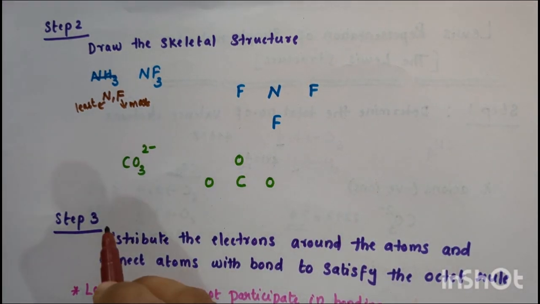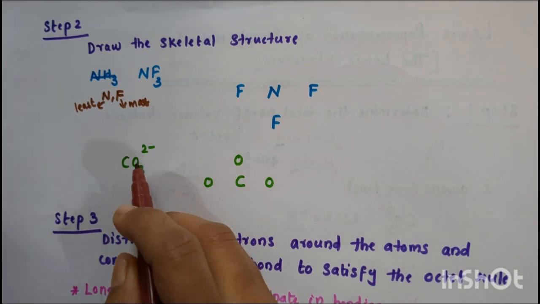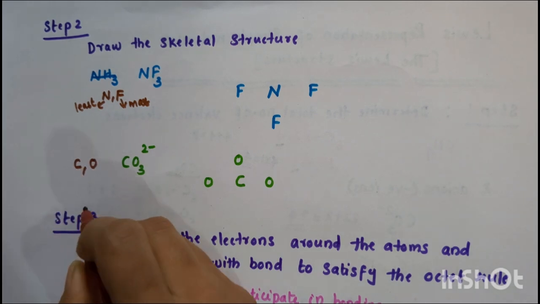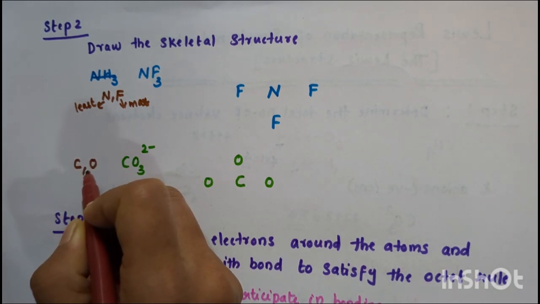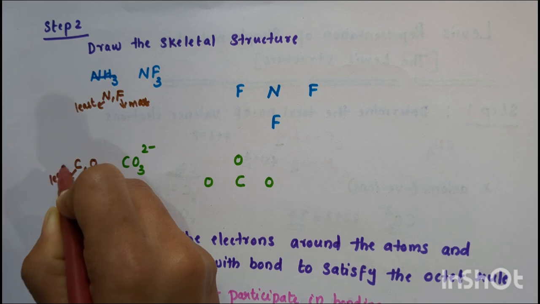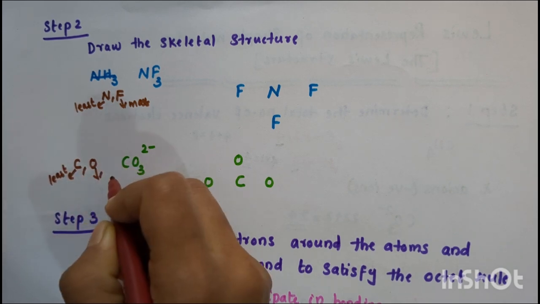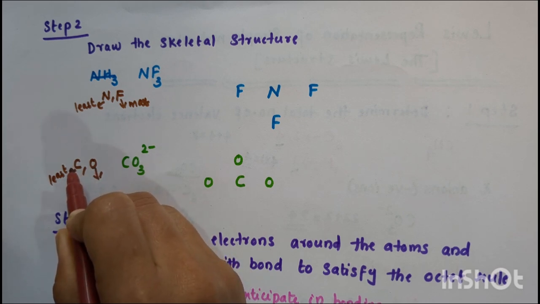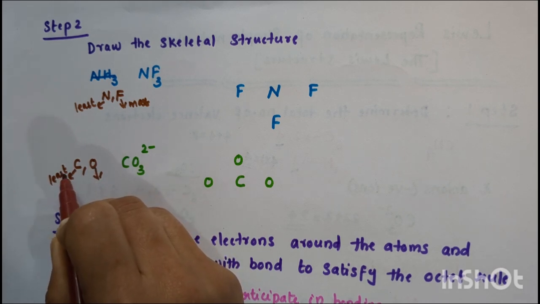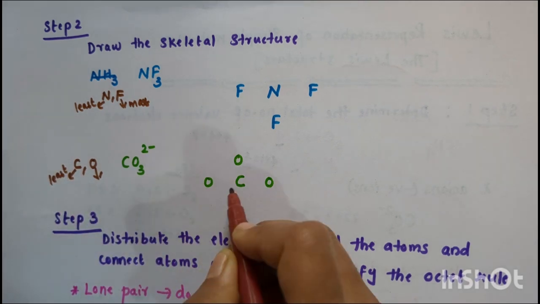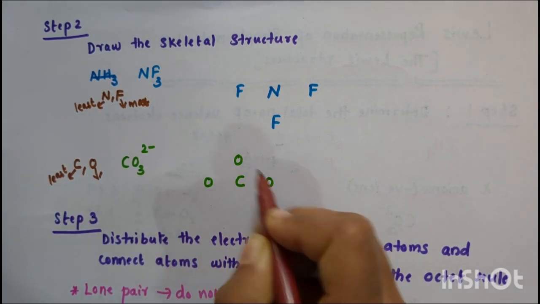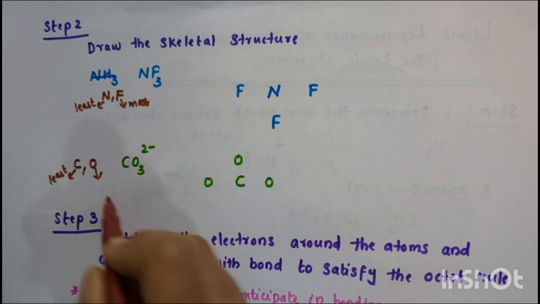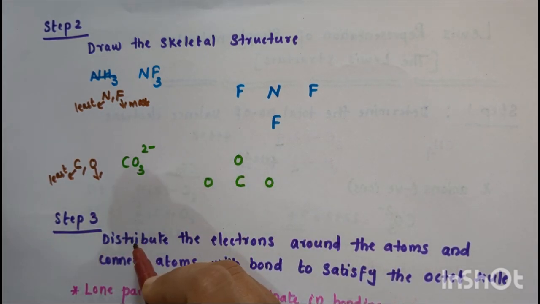Similarly, when you consider the CO3 2- ion, there are 2 atoms, one is carbon and the other is oxygen. When you compare these 2, carbon is the least electronegative atom and oxygen is the most electronegative atom. So the least electronegative atom occupies the central position. Carbon will be placed at the center, and oxygen will be the surrounding atoms. So this is the skeletal structure for the CO3 2- ion.